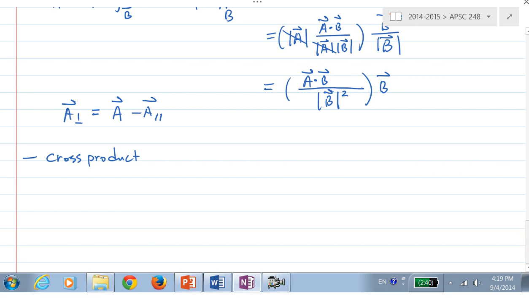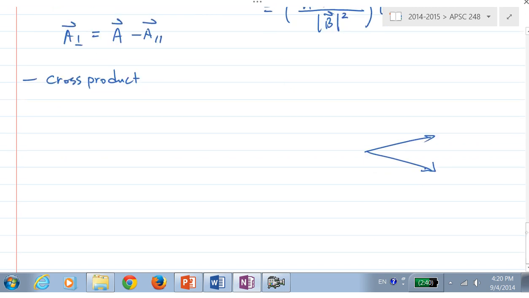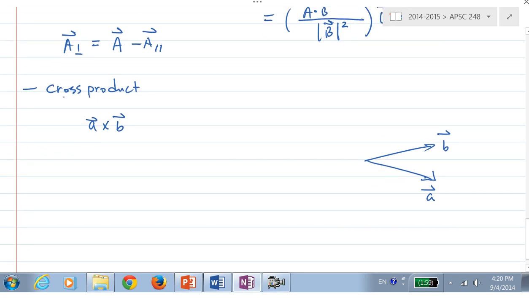Okay, so cross product, essentially what we're saying is we have two vectors. In this case I'll call them A and B. And we're looking for this thing here called A cross B, but it's not a product in the scalar sense, because this is a vector, not a scalar, so that's why we call it cross product.